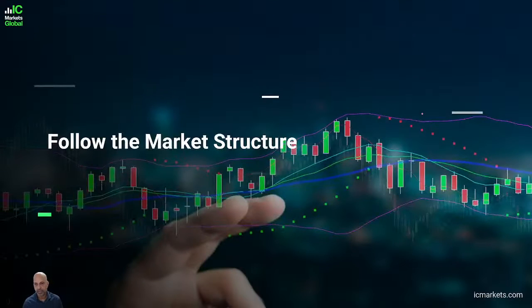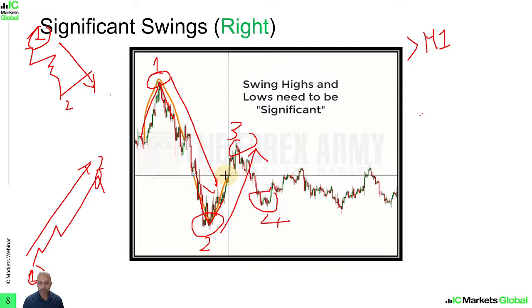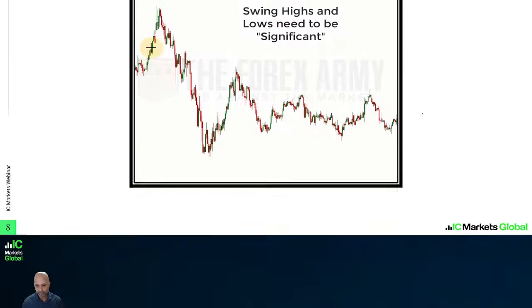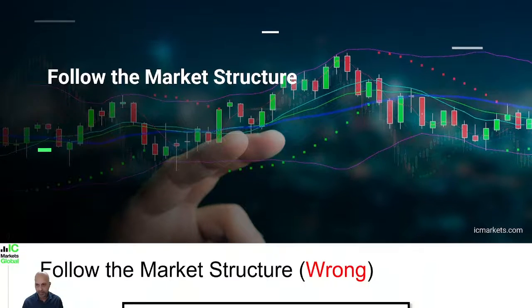Now we have to follow the market structure, right? Now that we've identified what the significant swings are, and we have also taken note that Fibonacci retracement tools or projection tools work better on the H1 time frame and above, simply because there's a lot less noise in the market structure. When there's less noise, we're able to identify the significant swing highs and the significant swing lows. Right, so now we have to follow the market structure. What do we mean by this?